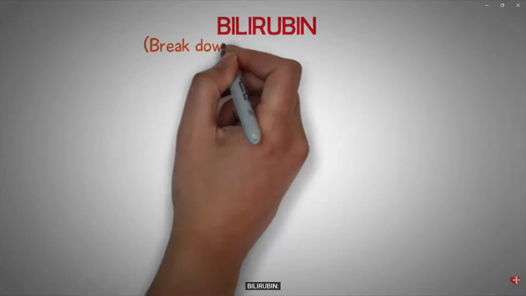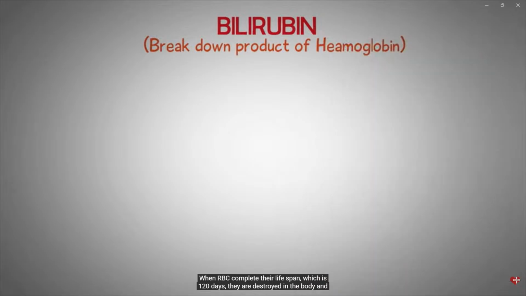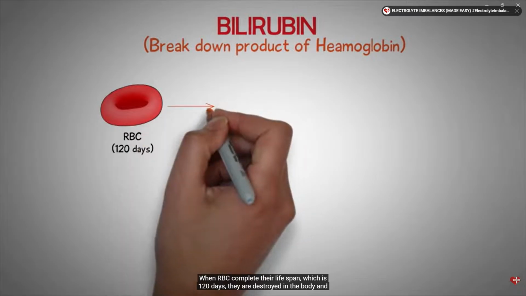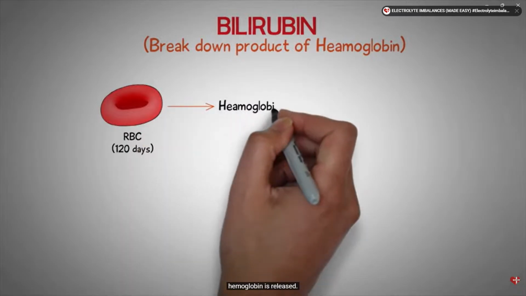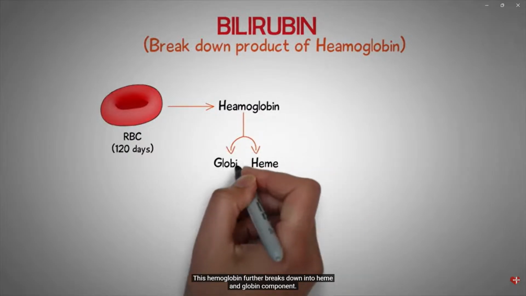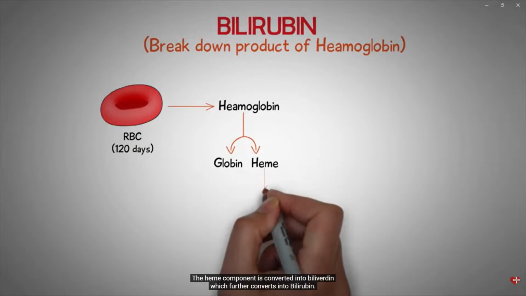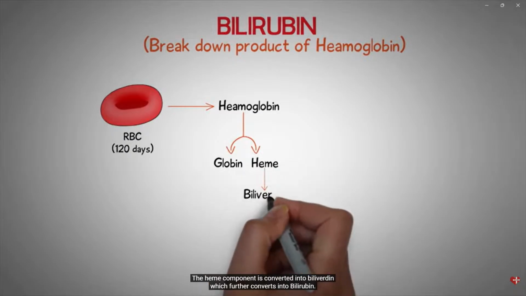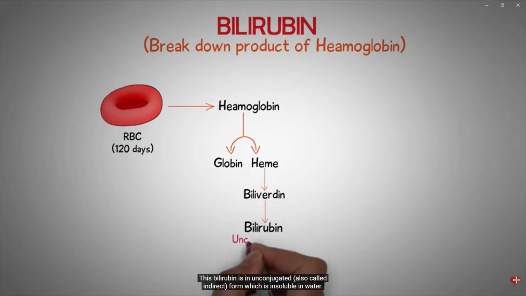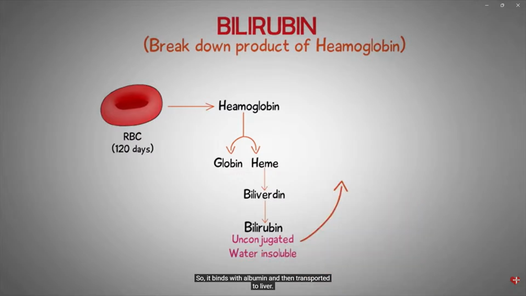Bilirubin. Bilirubin is a breakdown product of hemoglobin. When RBCs complete their lifespan, which is of 120 days, they are destroyed in the body and hemoglobin is released. The hemoglobin further breaks down into heme and globin component. The heme component is then converted into biliverdin, which is further converted into bilirubin. This bilirubin is of unconjugated form, also referred to as indirect form, which is insoluble in water, so it binds with the albumin and then is transported to the liver.